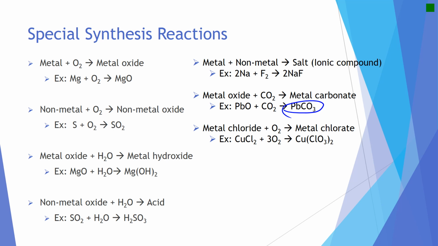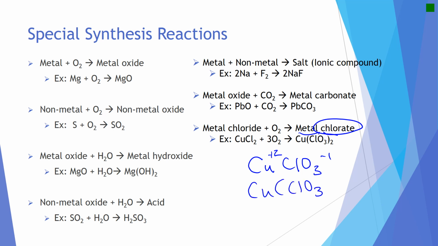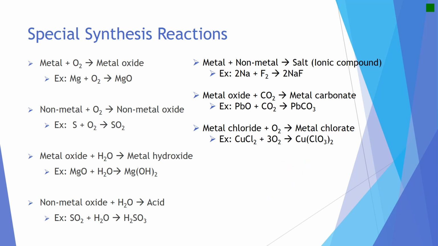And then we've got that metal chloride plus oxygen. How do you identify that this is going to be that synthesis? Well, we have that chloride with a metal plus oxygen. So this is a bing, bing, bing exception. All you have to do for this one is make your metal, which in this case is copper with a +2 charge. Chlorate is ClO3 with a -1. And when you crisscross, you get Cu(ClO3)2. So these would be the exceptions, the 7 types of synthesis reactions that we'll be dealing with in this class.